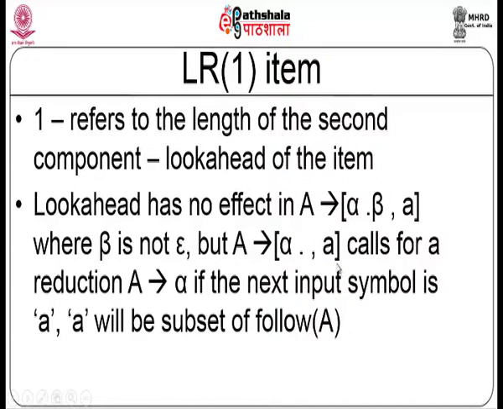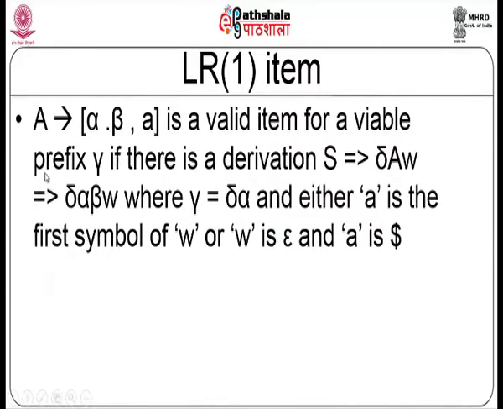Only in the scenarios where I have a dot at the end will I be in a position to reduce it with the production A produces alpha. Only there is this input symbol A going to play a major role. So, let us just consider this.